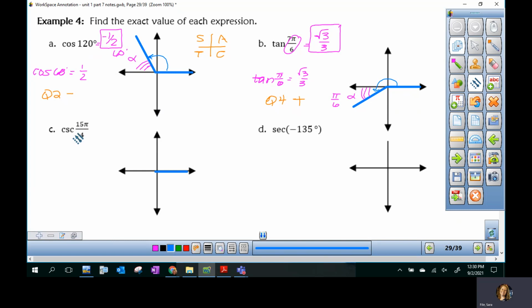15 pi fourths, that's not even on your unit circle. That's more than a full circle. If we're talking fourths, a full circle is 8 pi fourths. So 2 full circles would be 16 pi fourths. So 15 pi fourths is just shy of that. So that's in quadrant 4. So there's the original angle. My reference angle is just pi fourths. Okay, and it's in quadrant 4.